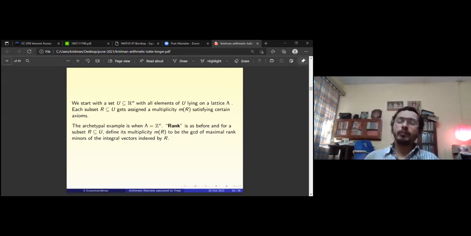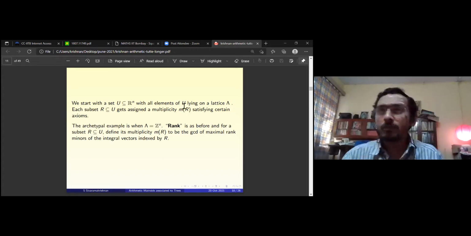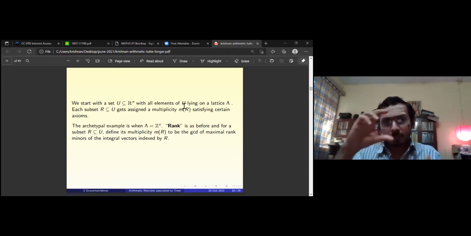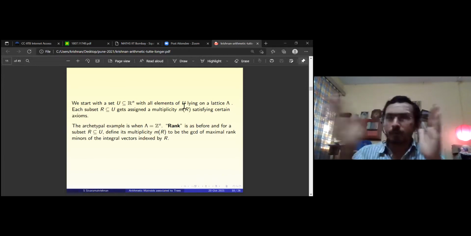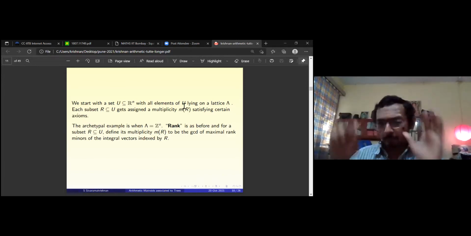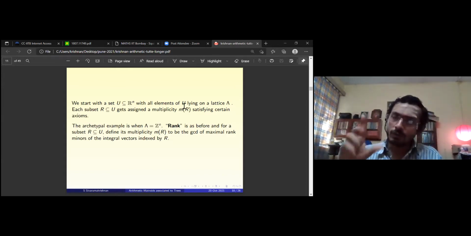The multiplicity of a subset R of the columns: you look at the columns in R, and there will be some rank. The rank will be some number which is less than or equal to the number of columns, the cardinality of R. Look at all possible minors of that maximum size, of which at least one will be non-zero. So you look at that.